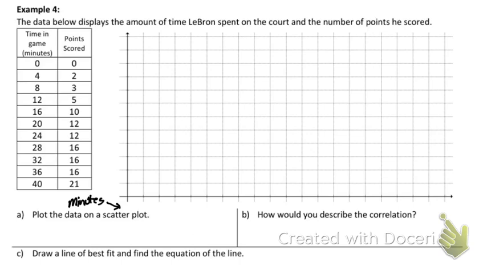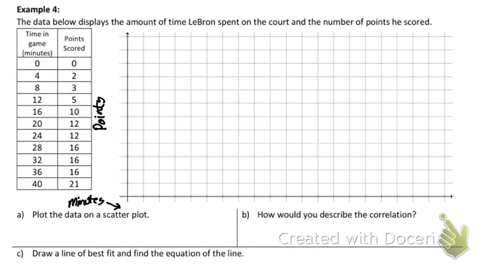And on the y-axis, we're going to go ahead and do our points. So that means minutes are x's, points are our y values. All right. Now, look at your time in the game. We have to go from 0 to 40. Would it be smart to count by ones?